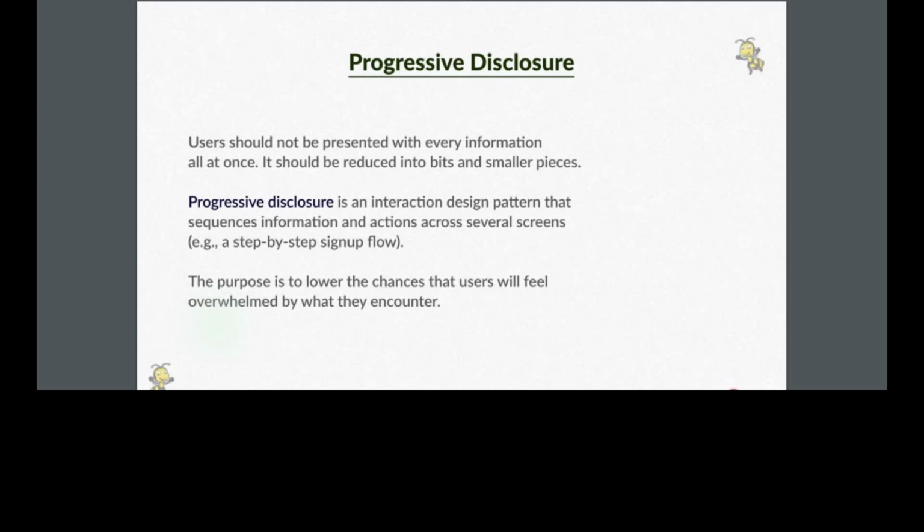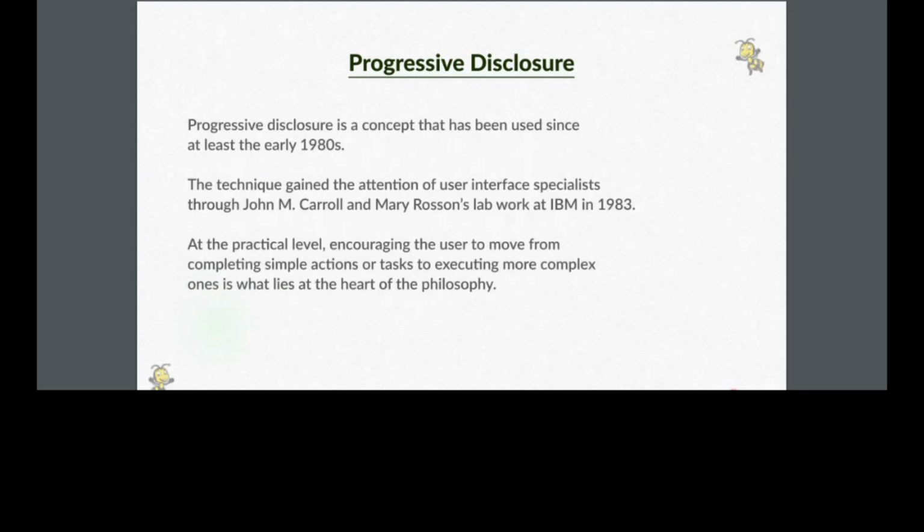Progressive disclosure is a concept that has been used for a while now. We see that this concept has been in the works as early as the 1980s, where a couple of user interface specialists were able to make use of this psychology effectively in the year 1983. At a practical level, they found out that when you encourage your users to move from completing simpler tasks to the complex tasks, it makes it easy for them, as opposed to when you just present a very complex task to your users, because this can make them feel very discouraged.